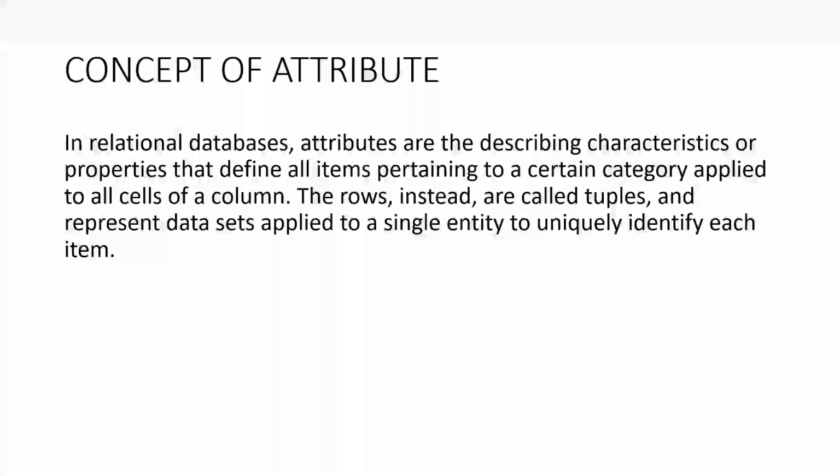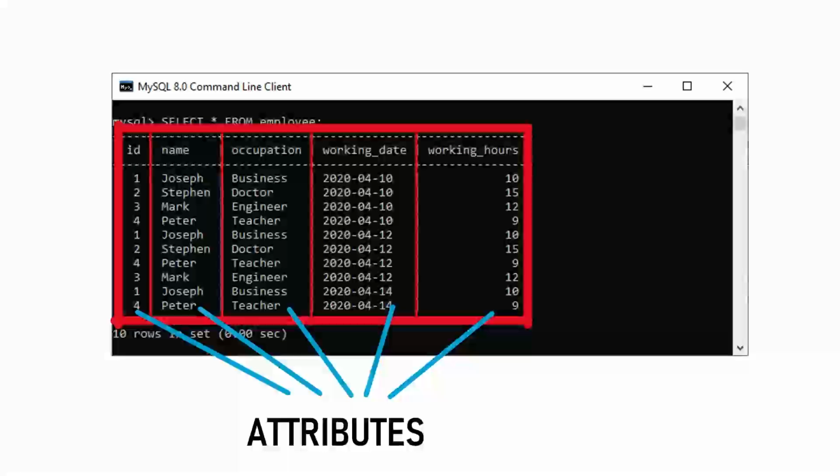Concept of attribute. In relational databases, attributes are the describing characteristics or properties that define all items pertaining to a certain category applied to all cells of a column. The rows instead are called tuples and represent data sets applied to a single entity or uniquely identify each item. The marked area in the table is attributes.